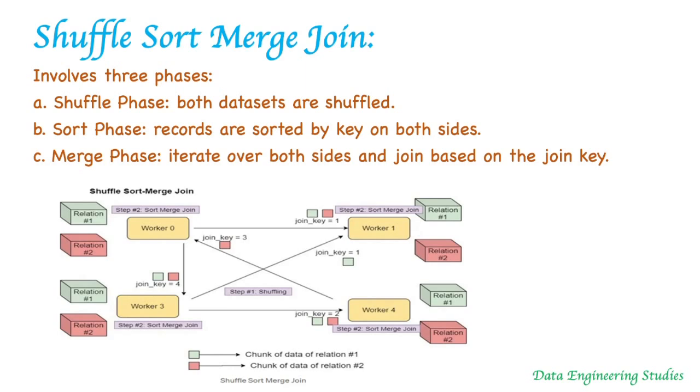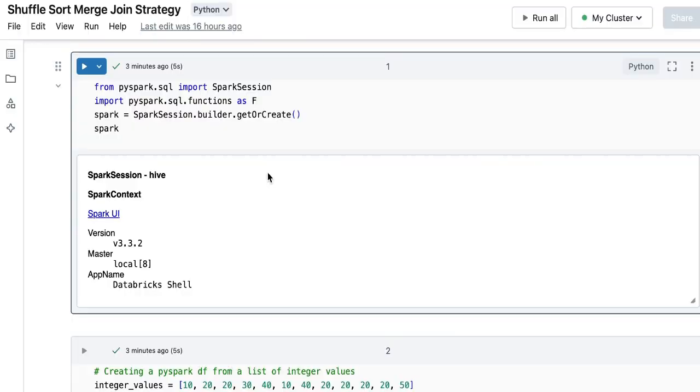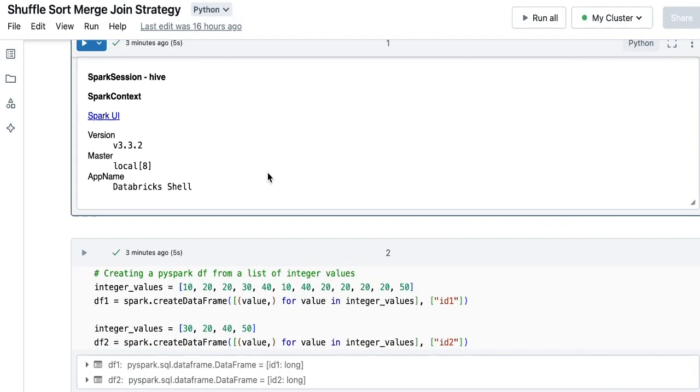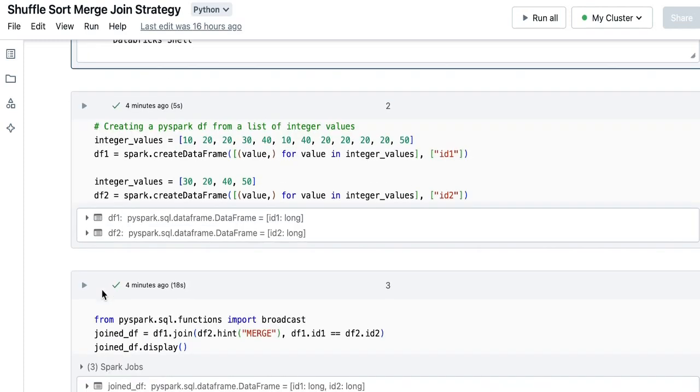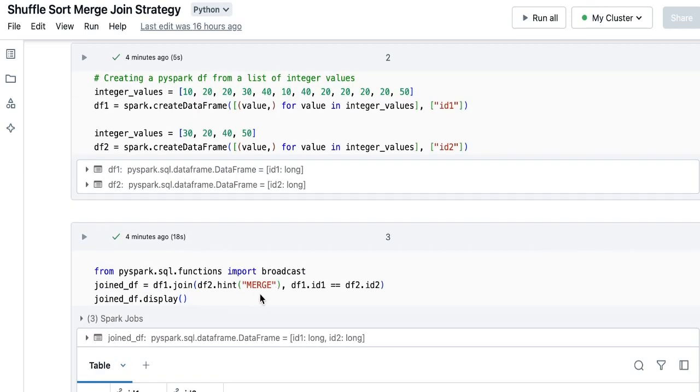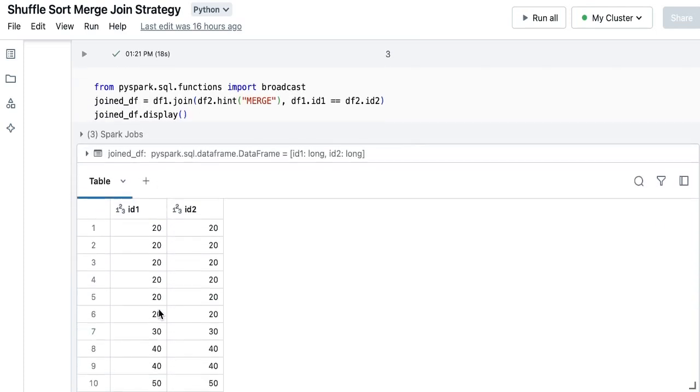Now let's see the practicals. Here is our Spark session which is up and running. I have taken the same data frame that we used in the previous exercise. We have data frame 1 with one ID column and a data frame 2 with one ID column. I am performing shuffle sort merge join by joining based on the ID columns. In order to perform shuffle sort merge join, I am using the hint as merge. In the next step, I am displaying the result. Here is the join condition result.